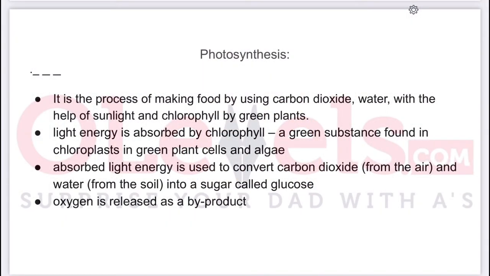It is the process of making food by using carbon dioxide and water with the help of sunlight and chlorophyll by green plants. Light energy is absorbed by chlorophyll, a green substance found in chloroplasts in green plant cells and algae. Absorbed light energy is used to convert carbon dioxide from the air and water from the soil into a sugar called glucose. Oxygen is released as a byproduct.